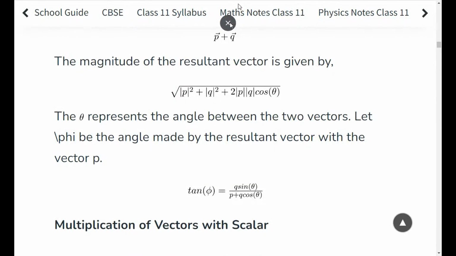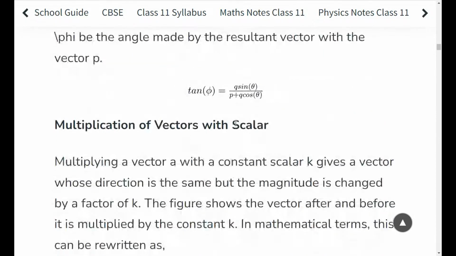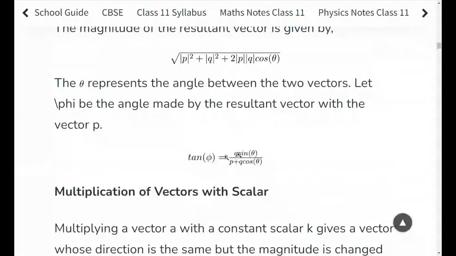In terms of physics, it is different. We'll not go into physics presently. We'll speak on to mathematics. Theta represents the angle between the two vectors. Let phi be the angle made by the resultant. So tan phi equals q sin theta divided by p plus q cos theta.